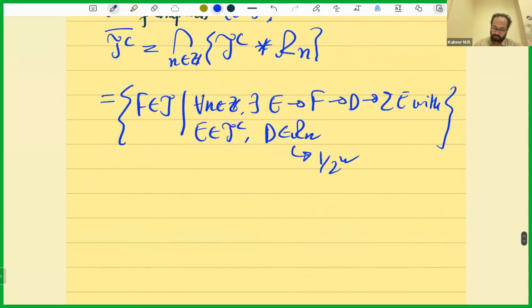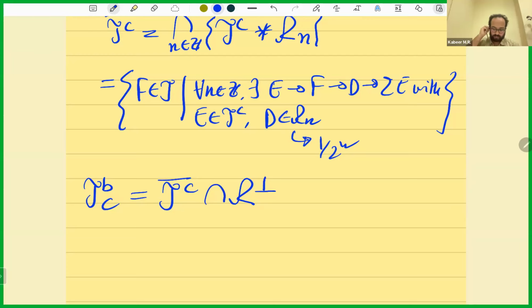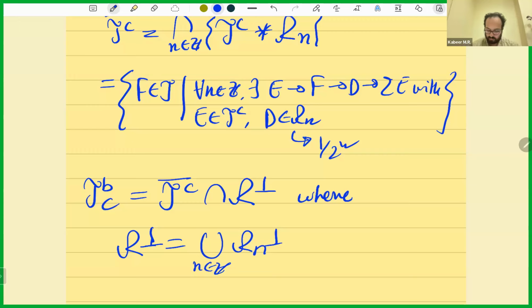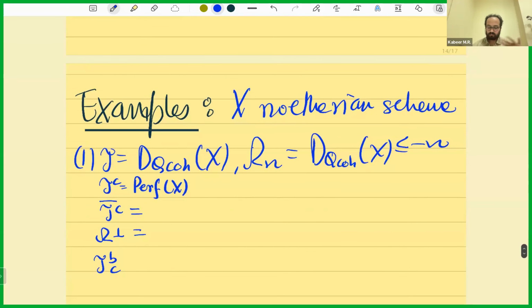Okay, and another subcategory that we'll be interested in is the bounded objects inside the closure of compacts, which is defined to be just the closure of compacts intersected with the orthogonal to the metric, which I define to be the union of the orthogonals. So I don't have time to dwell on these too much. Let me just quickly go to examples so that at least in the usual cases, one knows what one is dealing with.